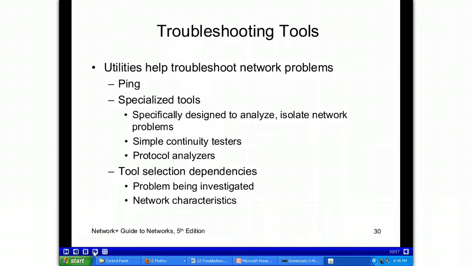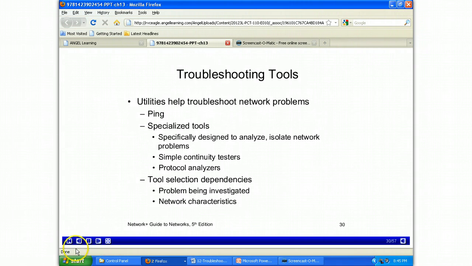And then tool selection dependency could be problem being investigated, network characteristics. And so there's tons of dependencies on tool selection, depending on the network you have, the software you have. And like Cisco's got tons of software and hardware tools that they use that would be specific and dependent upon Cisco devices.